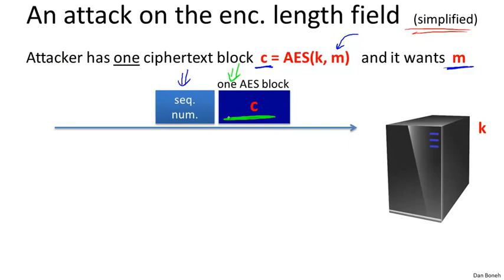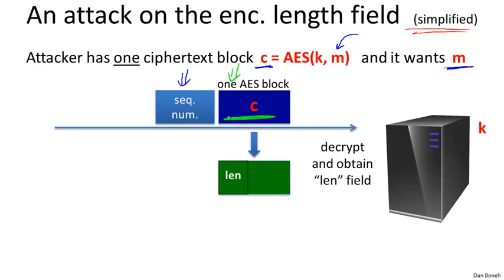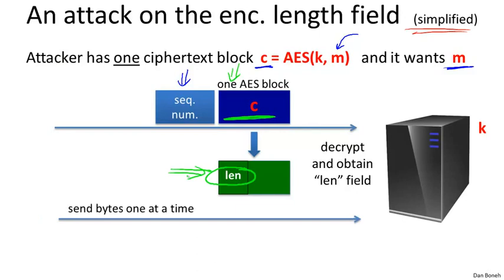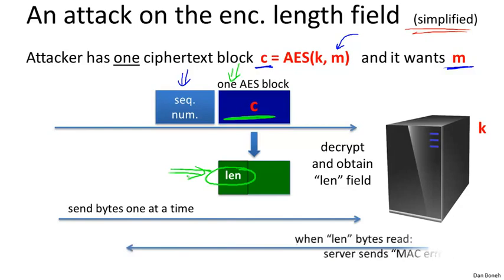Now what is the server going to do? The server is going to decrypt the first few bytes of this first AES block, and it's going to interpret the first few bytes as the length field of the packet. The next thing that's going to happen is the server is going to expect this many bytes before it checks that the MAC is valid. And so the attacker is going to feed the server one byte at a time. So the server will read one byte and then another byte and then another byte. Eventually the server will read as many bytes as the length field specifies, at which point it will check that the MAC is valid. And of course the attacker was just feeding the server junk bytes, and as a result the MAC is not going to verify and the server will send a MAC error.